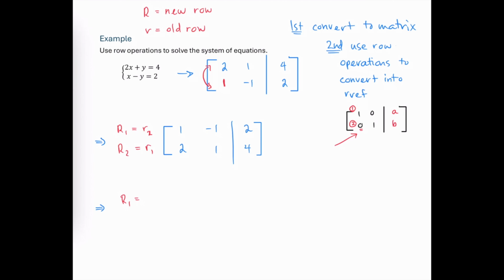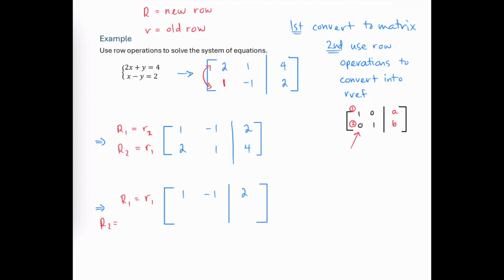We only change one row at a time. So new row 1 is going to be the same as old row 1 with no changes. So we'll say 1, -1, 2, no change to row 1. In order to get the new row 2 though, and again we want to have a 0 in that position, our row operation is going to be built upon trying to get a 0 here.